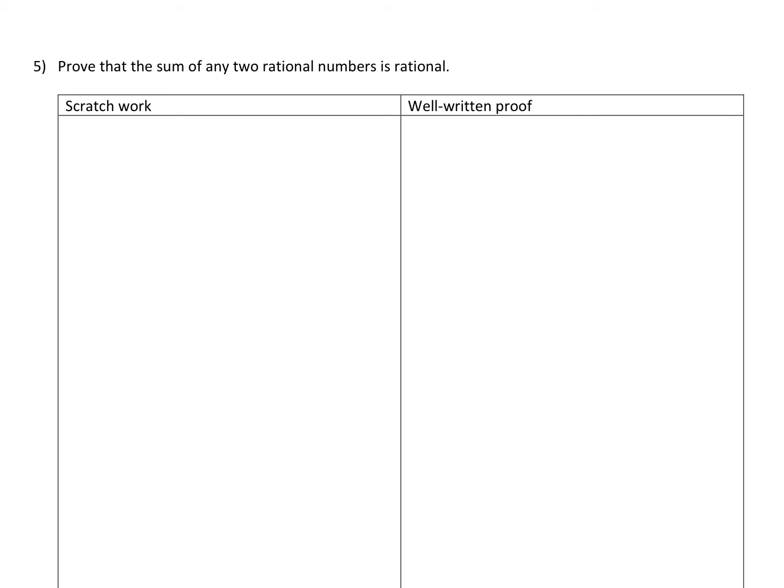Prove that the sum of any two rational numbers is rational. Okay, so if I add two rational numbers, so that means I'm adding like P over Q, that's a rational number, and R over S. And when I add them together, I would have to get a common denominator. So I would multiply this one by S over S, and this one by Q over Q, and I would get PS over SQ plus RQ over SQ.